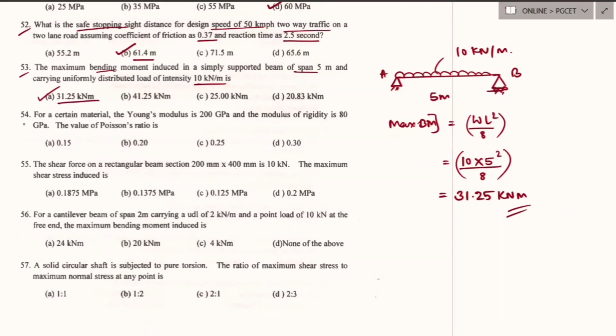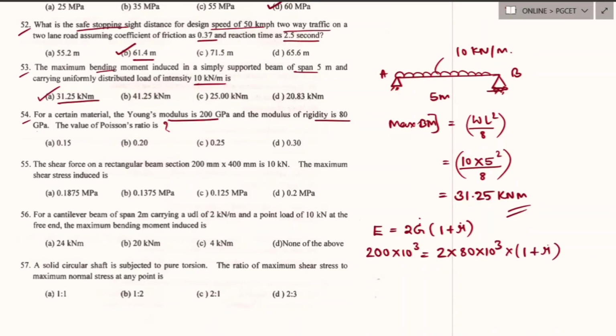Question number 54. For a certain material, the Young's modulus is 200 GPa and the modulus of rigidity is 80 GPa. The value of the Poisson ratio is. From the elastic constant relation, E is equal to 2G into 1 plus mu. E is the Young's modulus, G is the modulus of rigidity and mu is the Poisson ratio. Young's modulus is 200 GPa, so 200 into 10 to the power of 3 is equal to 2 into G, where G is the modulus of rigidity, that is 80 GPa, 80 into 10 to the power of 3, into 1 plus mu. Mu is the Poisson ratio we have to find.